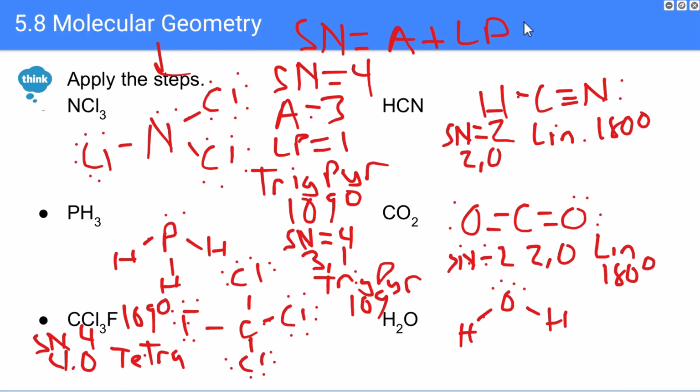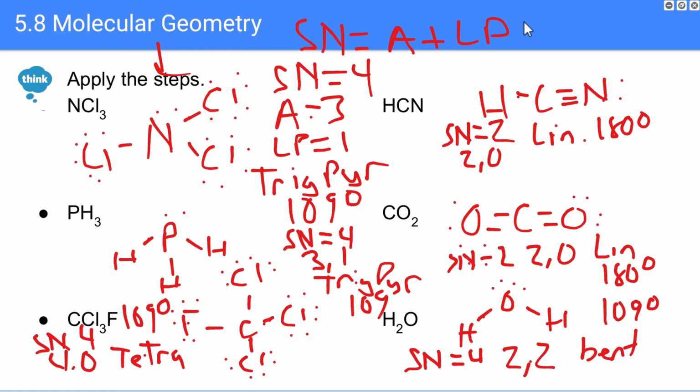Last one down here, H2O, steric number, right? It's 4 because we have 2 atoms and 2 lone pairs that are attached. It is a 2 and 2 situation, meaning we have 2 atoms and 2 lone pairs. So if I go and look at my chart, it is bent, still 109 degrees.